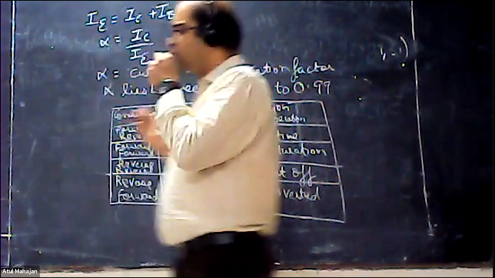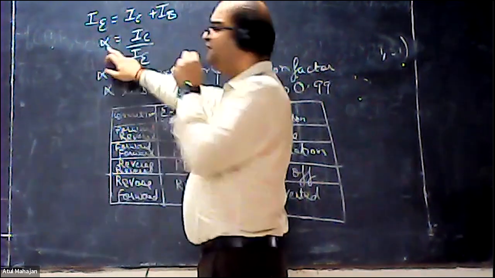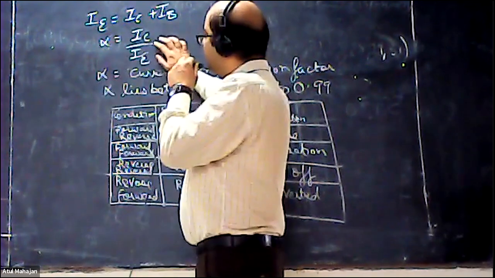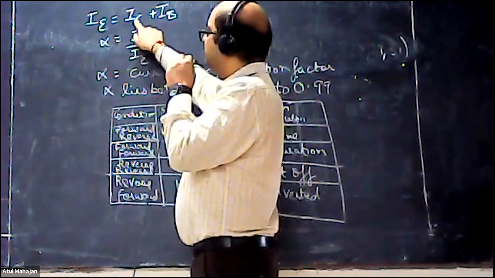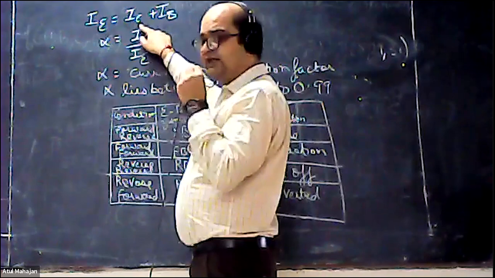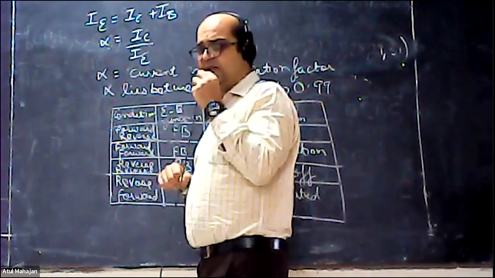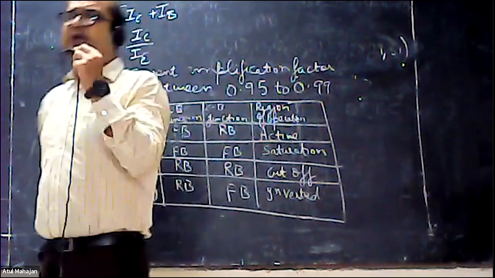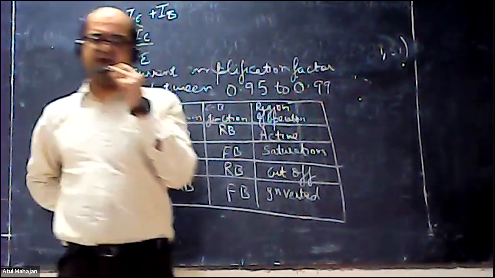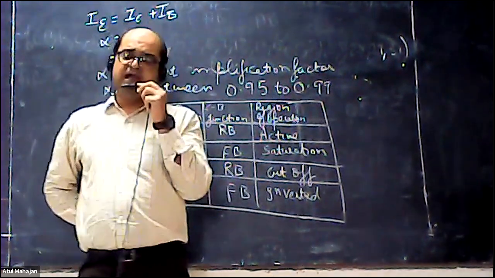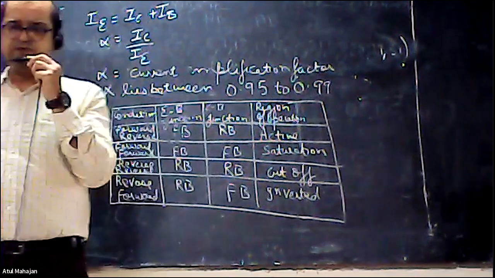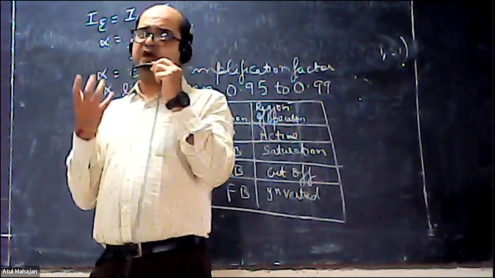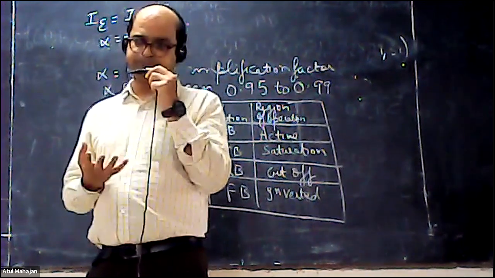So we can say over here that alpha is given by the ratio of IC by IE. Alpha is the current amplification factor. What do you mean by current amplification factor? It means that it is the amount of current that is being amplified.